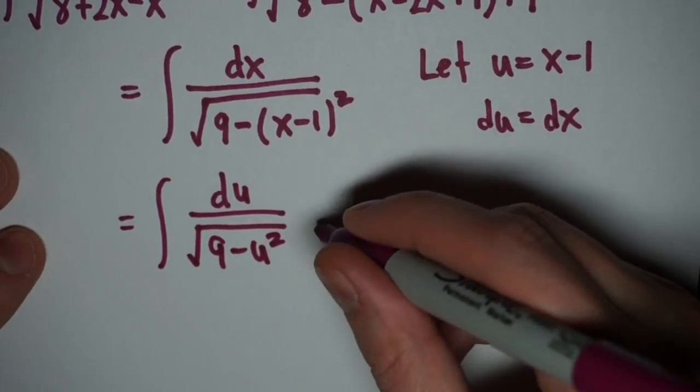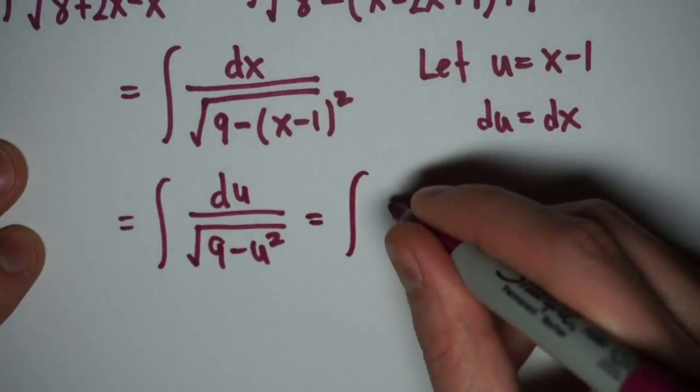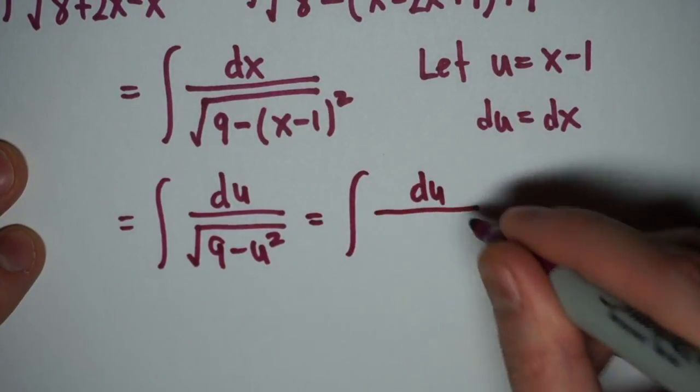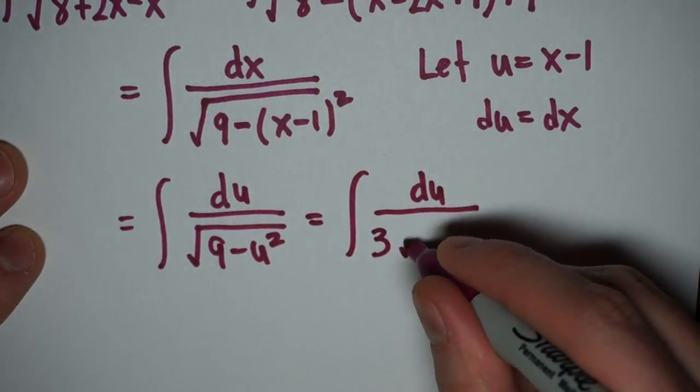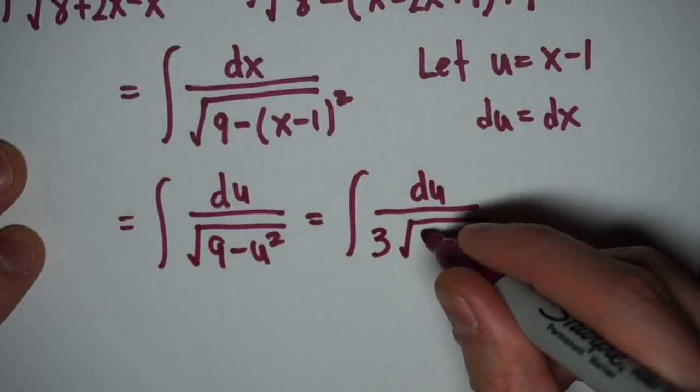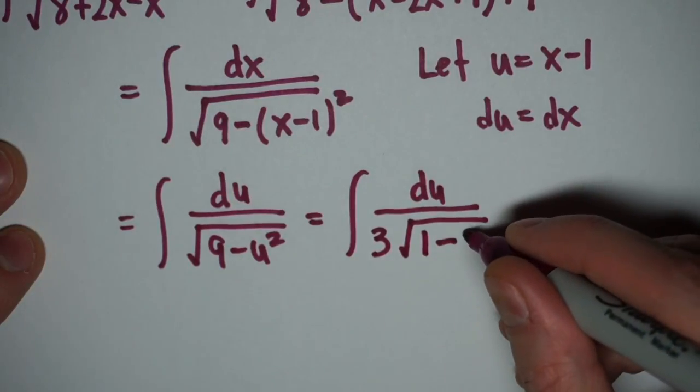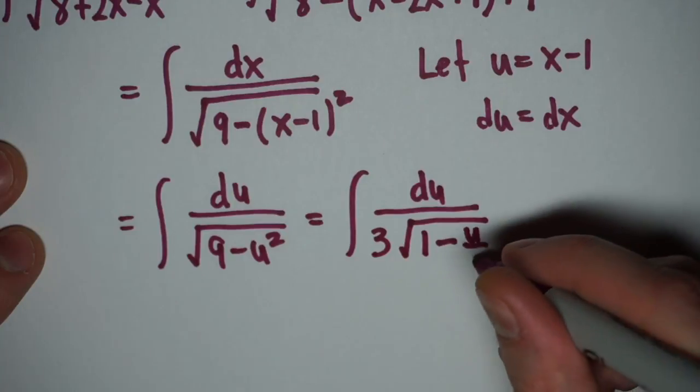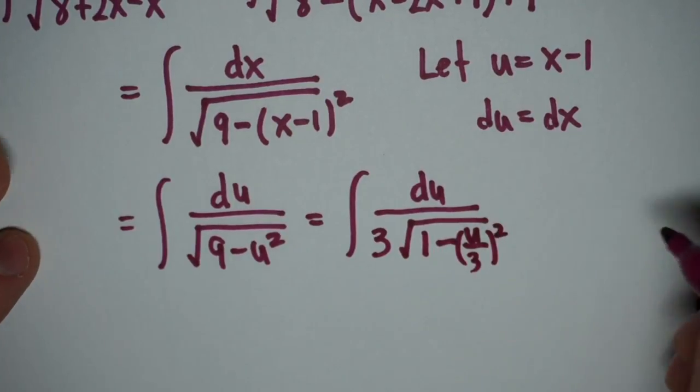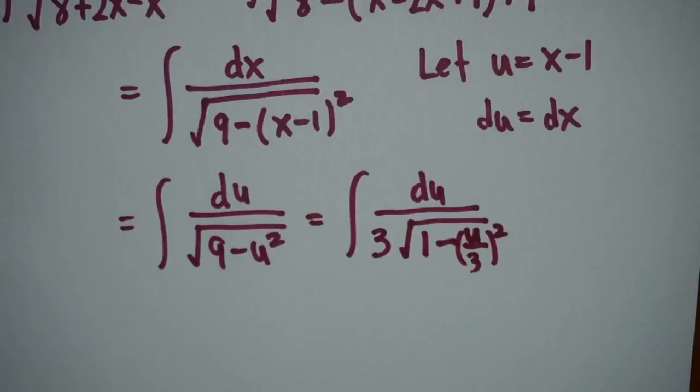To put it in the right form for a trig substitution, I'm going to take the 9 and factor it out of the radical. And so I end up with the integral of du over 3 times the square root of 1, perfect, minus u over 3 all squared. Or if you prefer, u squared divided by 9.